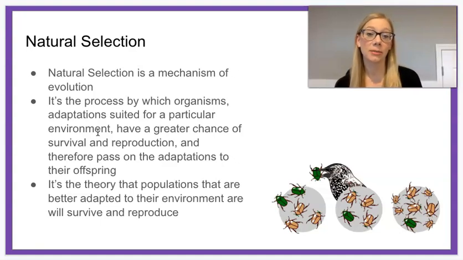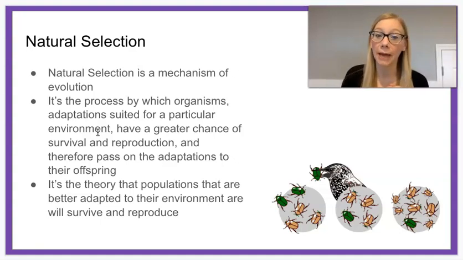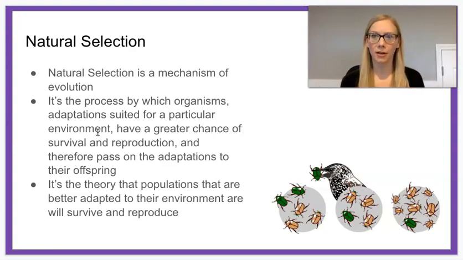So it's the theory that populations that are better adapted to their environment will survive and reproduce. And of course, in their reproduction, they also create viable offspring so that their offspring can go ahead and have viable offspring as well, right?